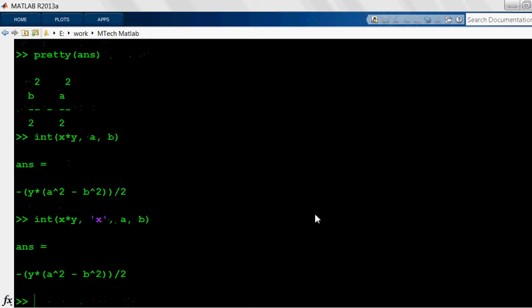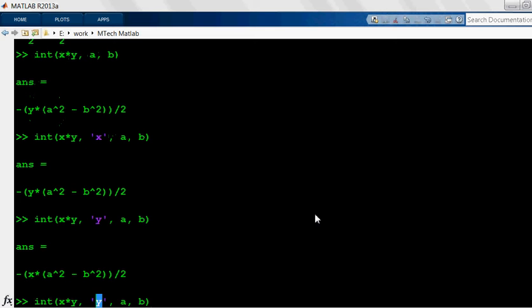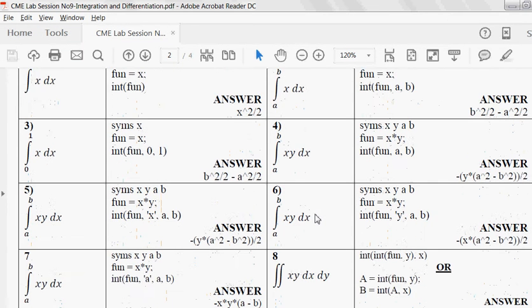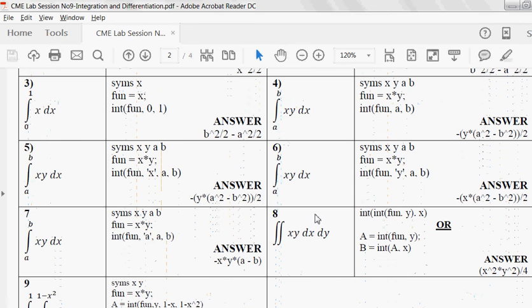It pretty much means that the default integration variable in MATLAB is x, and I can also choose that to be y, I'm going to get the result in terms of x, and I can also choose some other random variable like t, in which case I'm going to get minus xy into a minus b. Pretty obvious, right? It's actually xy into b minus a. And one more thing, let's go to another example. You can choose different independent variables and integration variables.